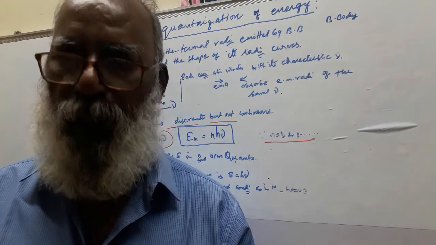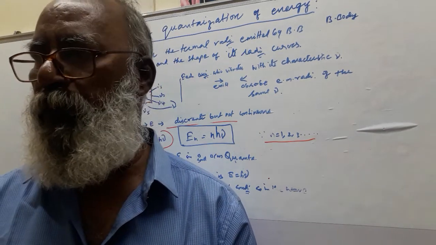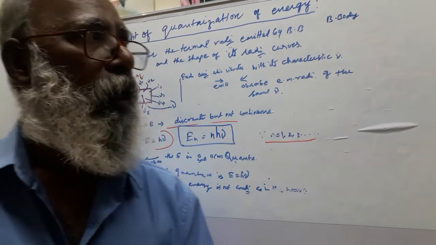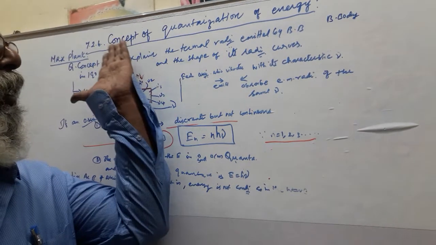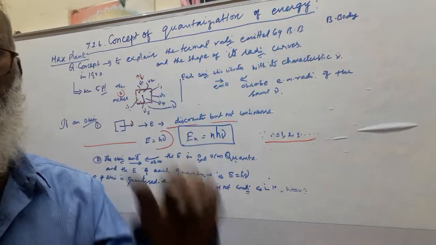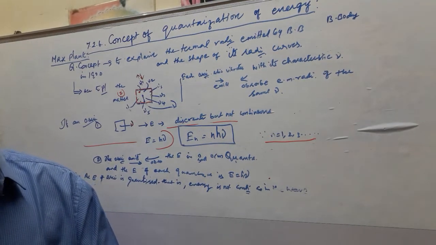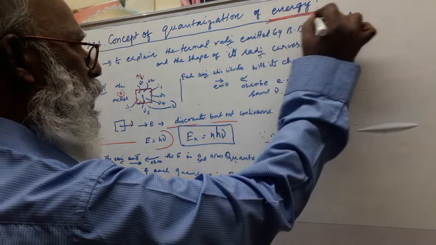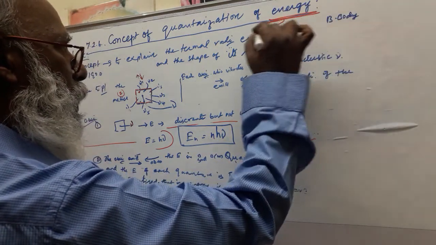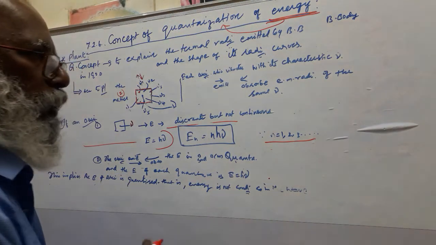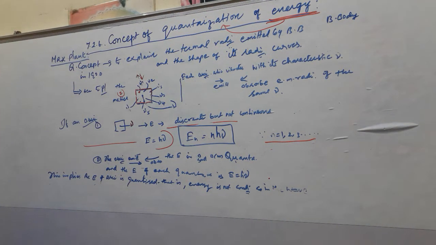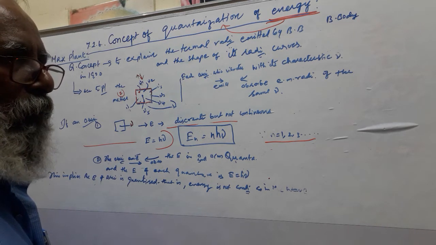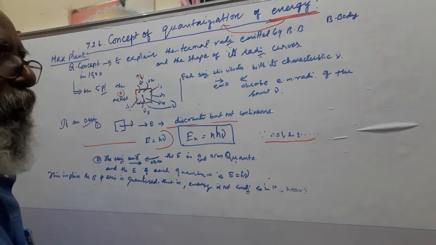Today we are going to see 12th Physics second volume, section 7.26, the last heading of the chapter: the concept of quantization of energy. What is meant by the concept of quantization of energy? Energy quantization. That's the concept. Who discovered energy quantization? Max Planck discovered this theory.